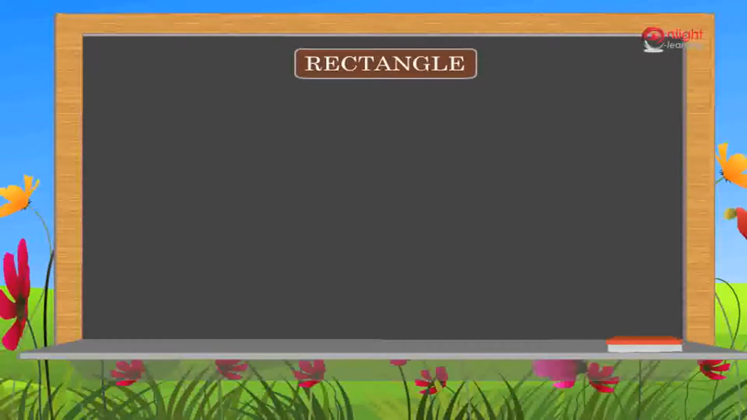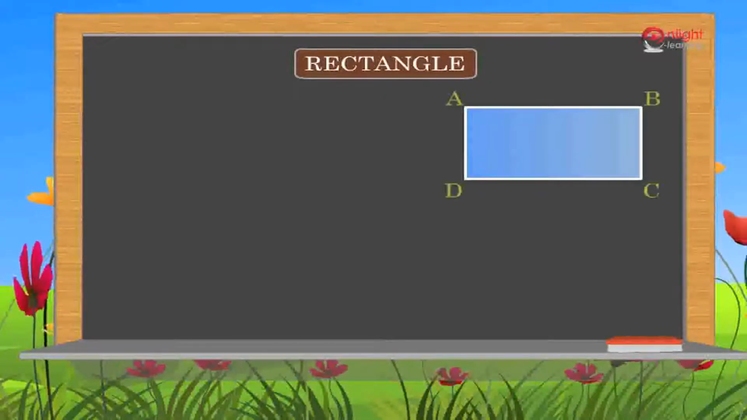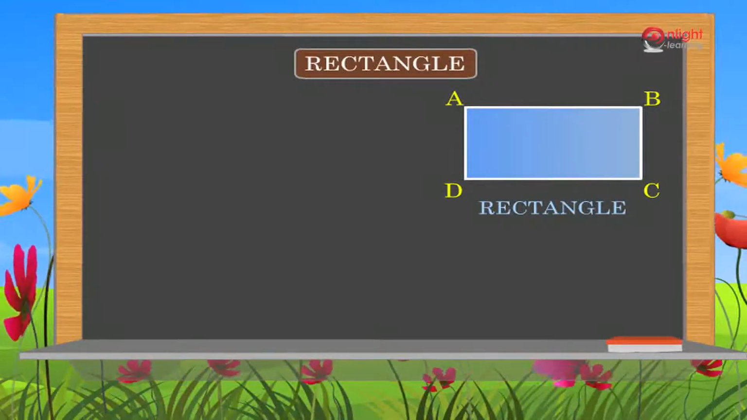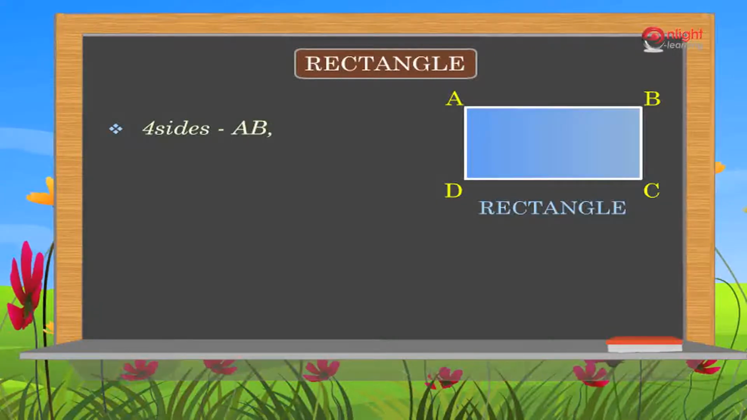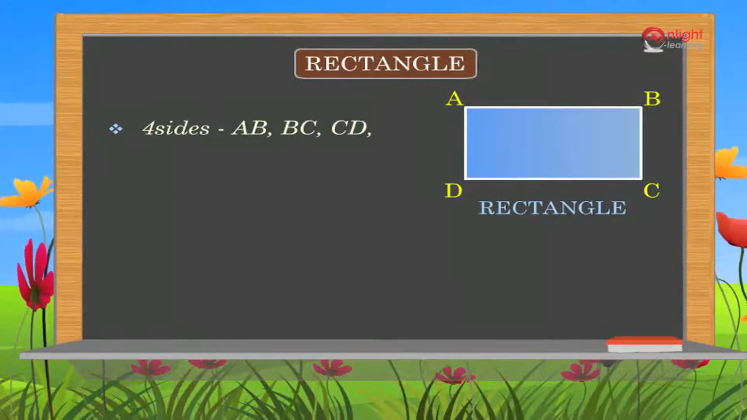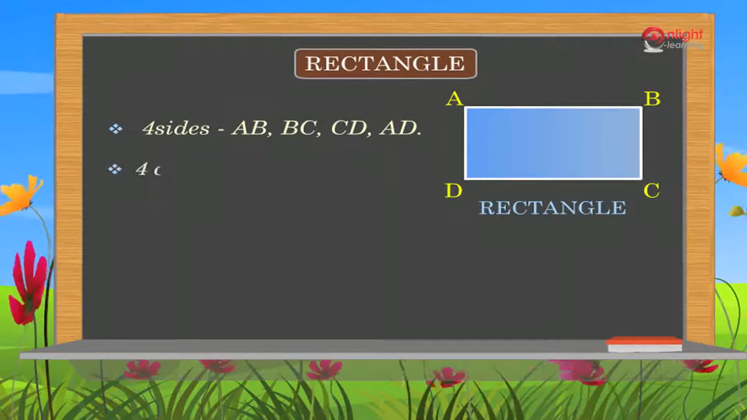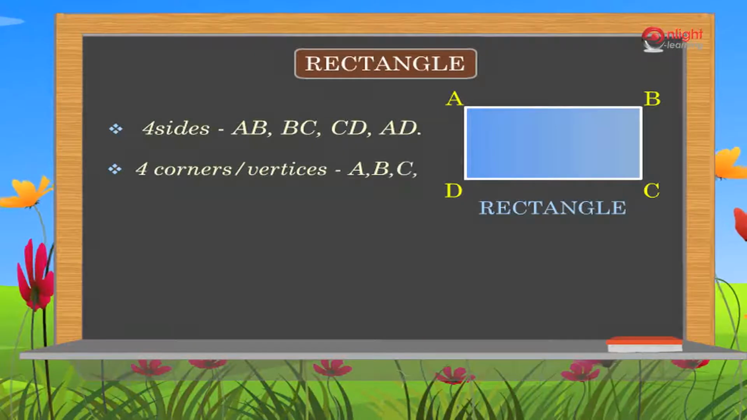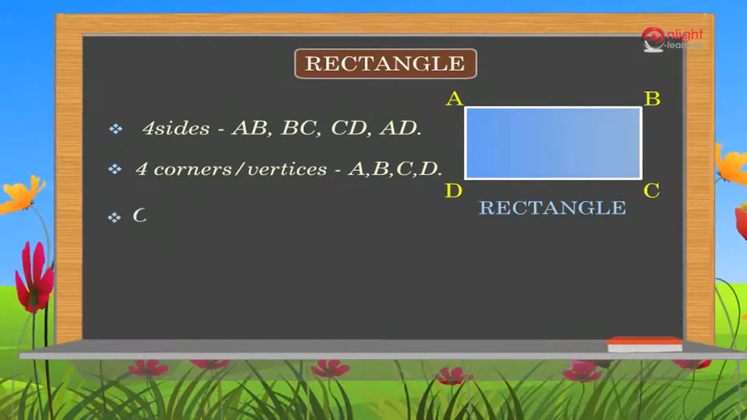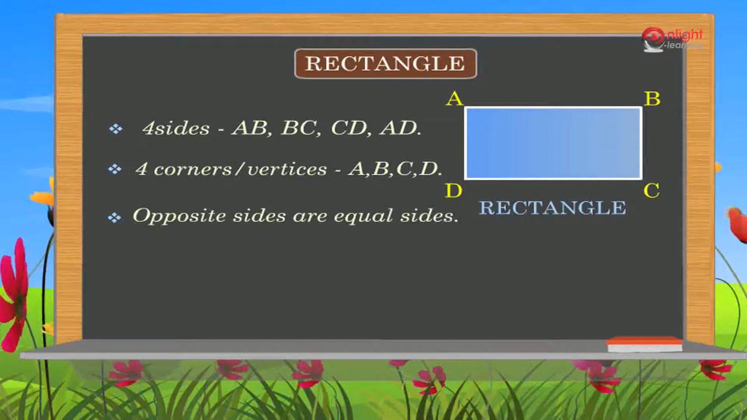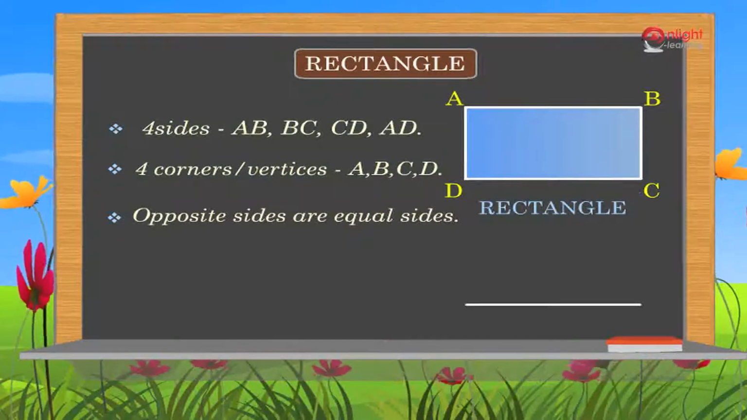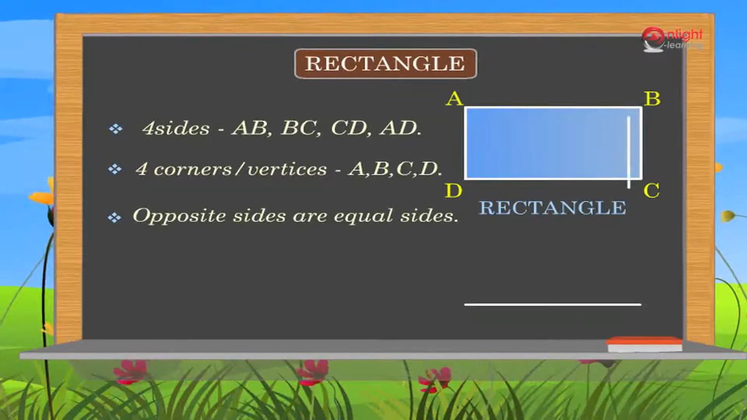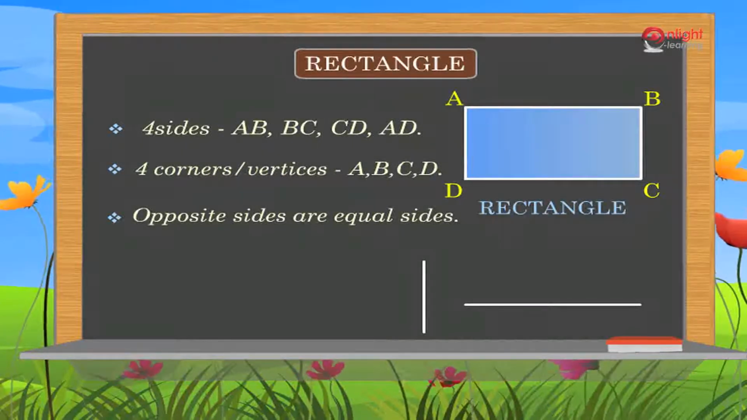Rectangle. Look at this picture. ABCD is a rectangle. A rectangle has 4 sides AB, BC, CD, AD, and 4 corners or vertices A, B, C, D. Opposite sides are equal. That is, the length of AB equals the length of CD and the length of BC equals the length of AD.